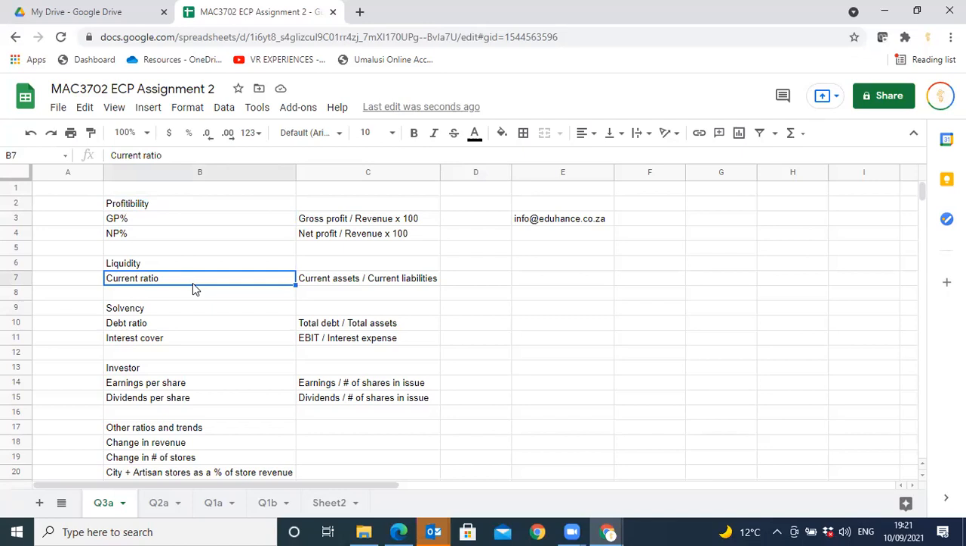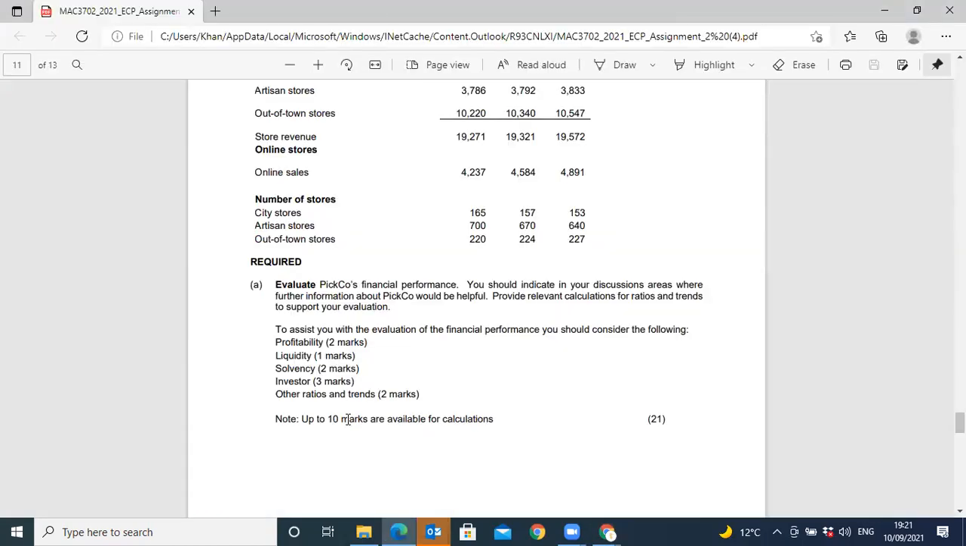So the commentary is important. As you can see, if I go back to the scenario, there are up to 10 marks available for calculation. And how many marks is this? 21. So 11 marks is for commentary. Just be aware of that. So attempt it and then send it to me at that email address I shared, info@eduance.co.za, and then I'll quickly look through the calculations and then I'll look at your commentary. And that's the most important aspect.